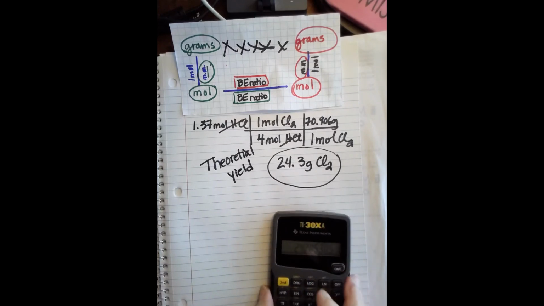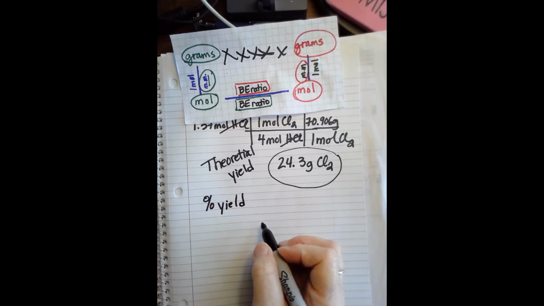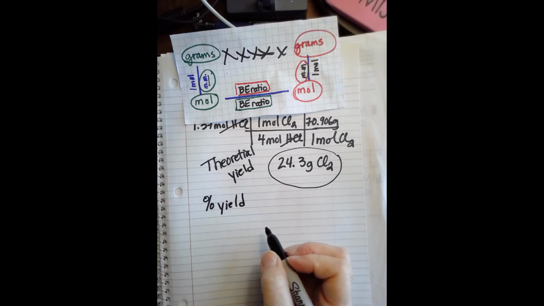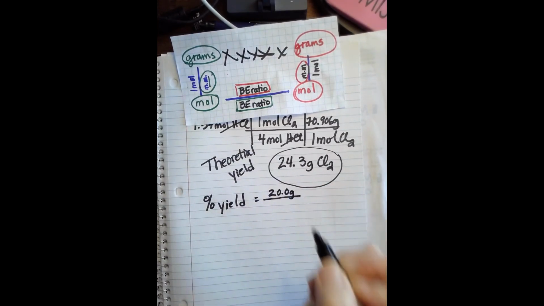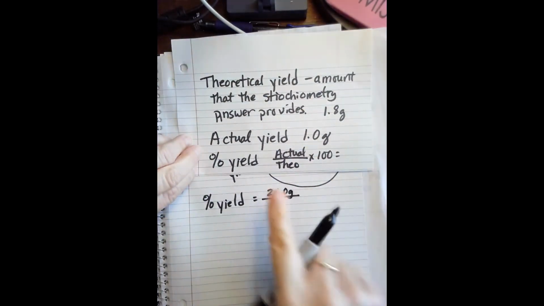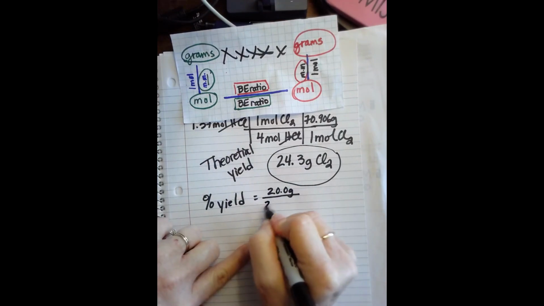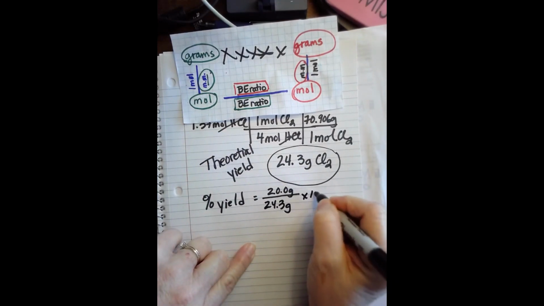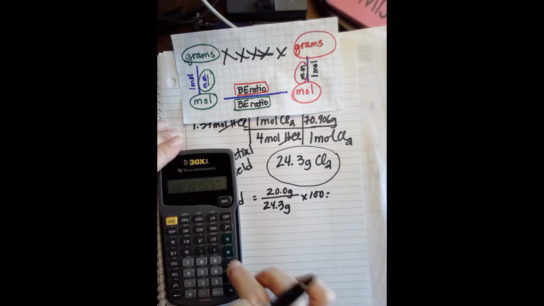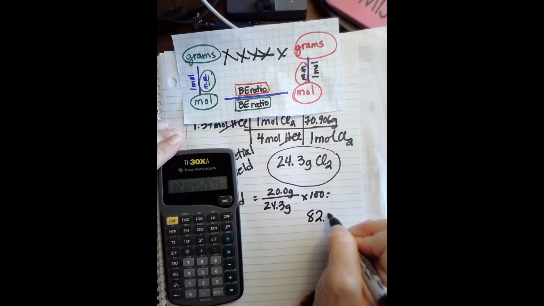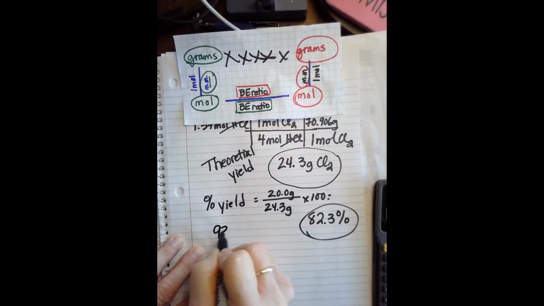Now the question asks us, what is the percent yield? So we have to look back and read the question. It says that the actual yield is 20 grams. So now, based on what I showed you earlier, the actual yield goes over the theoretical yield. This was given to us in our problem. It has to be given. The theoretical yield is 24.3 grams times 100. So 20 divided by 24.3 equals times 100 is 82.3%. That is excellent. The question you have to solve now is question number 93.